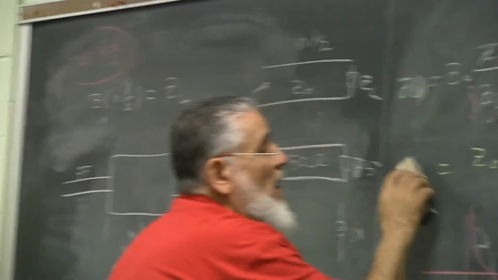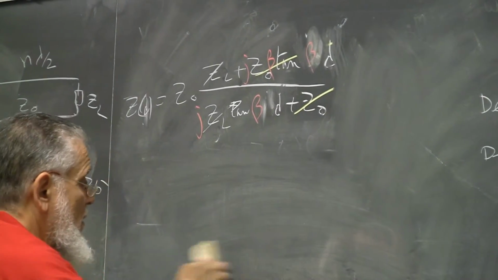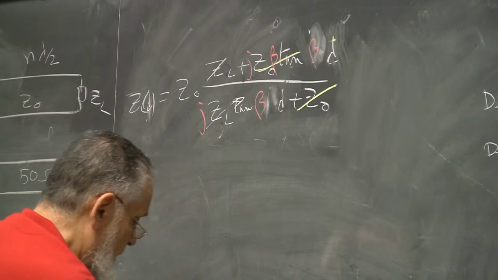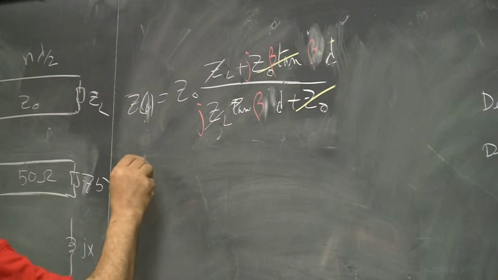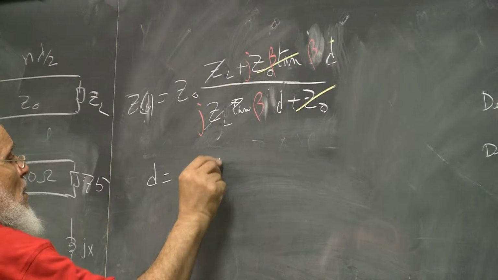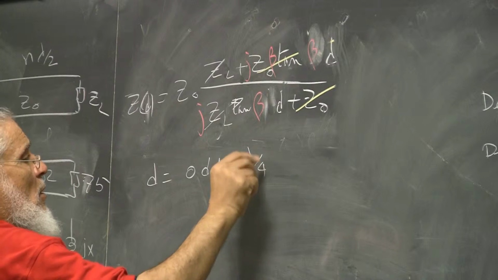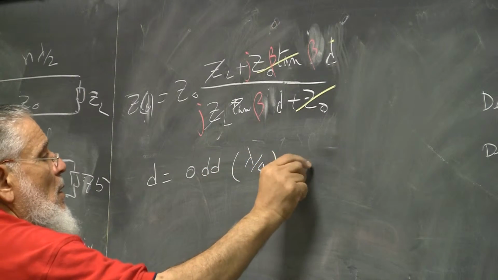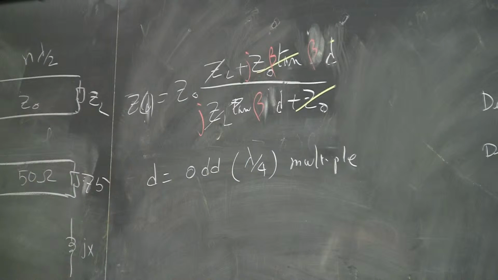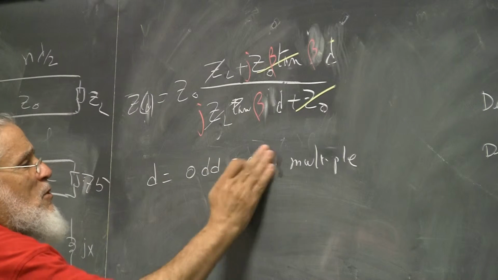The lambda over 4 line is different. Let's say D is equal to odd lambda over 4 multiples. Obviously, the even will go there, right? Even multiples will get you here. So I'm talking here odd multiples. I wrote this in a funny way. Odd multiples of lambda over 4.